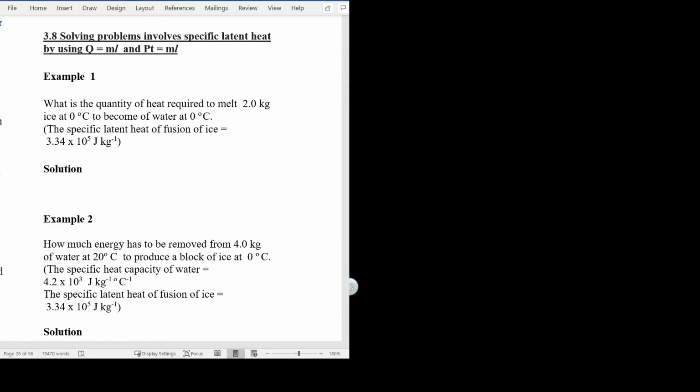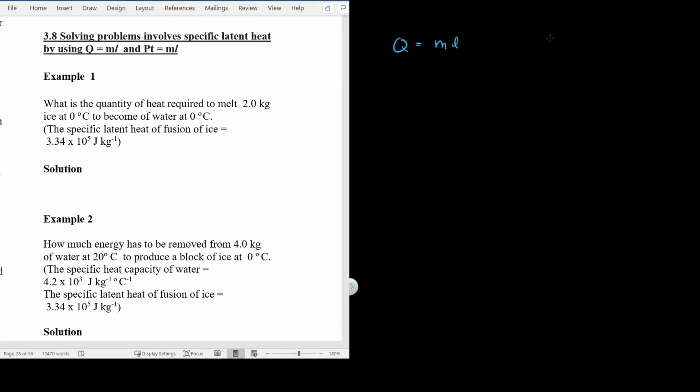Hello guys, in this video we look into how we can solve problems involving specific latent heat by using the formula of specific latent heat, which is Q equals ml. This is the formula that we will use to solve the problems involving specific latent heat.